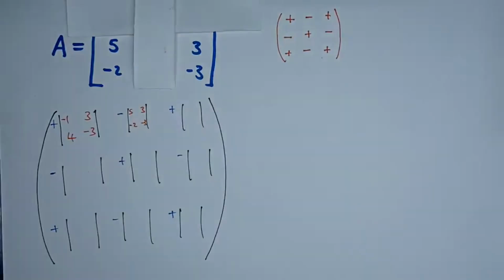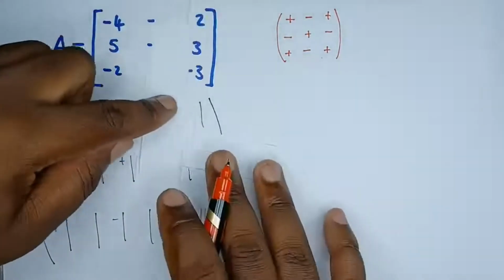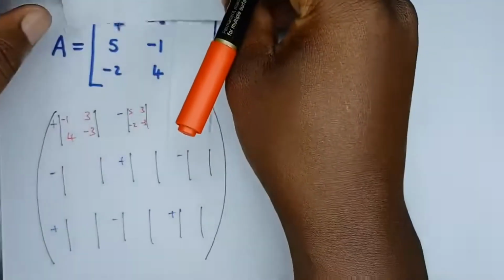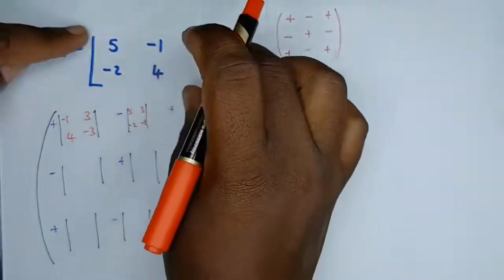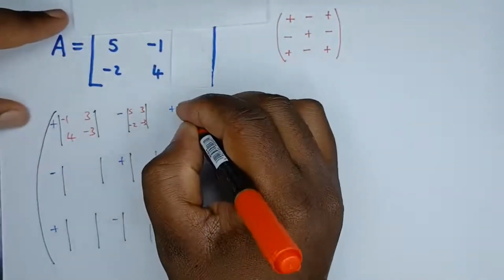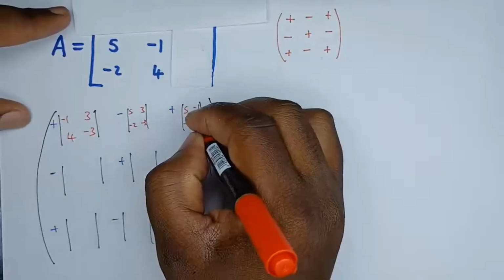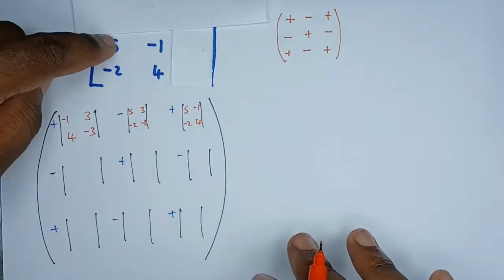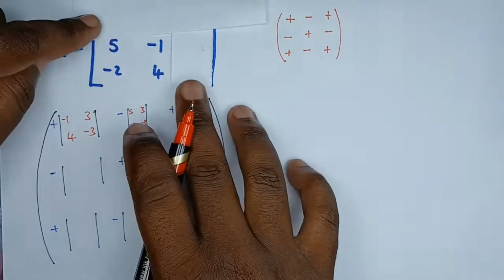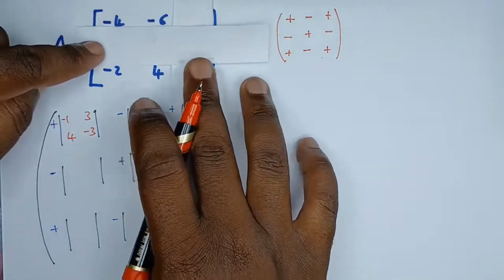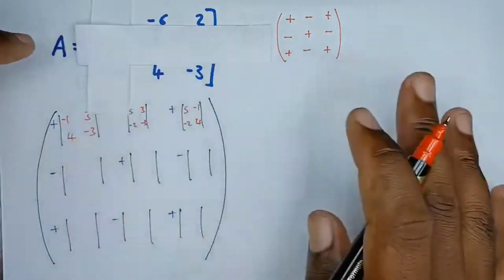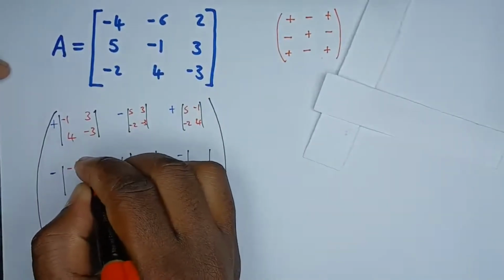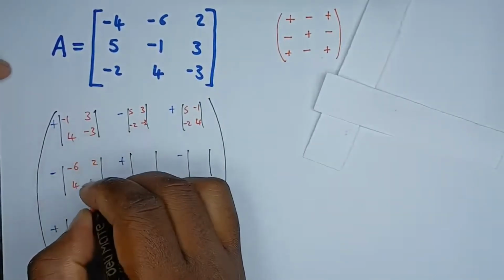Sorry about that space there. Then the last value in the first row is 2, so we hide the column for 2 as well as the row for 2, like that. So the 2 by 2 formed will be 5, -1, -2, and 4. I'm sure you get the idea now. So if we come to 5, this 5 here, which is at this position, we're going to hide its row as well as its column. So what's the 2 by 2 formed? The 2 by 2 formed will simply be -6, 2, 4, and -3.